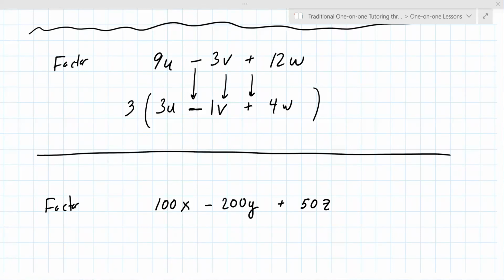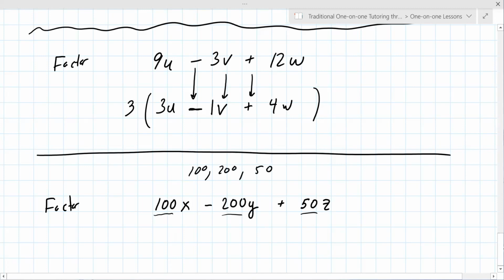Well, we're looking at the numbers 100, 200, and 50. What's the biggest number that goes into all three of them?